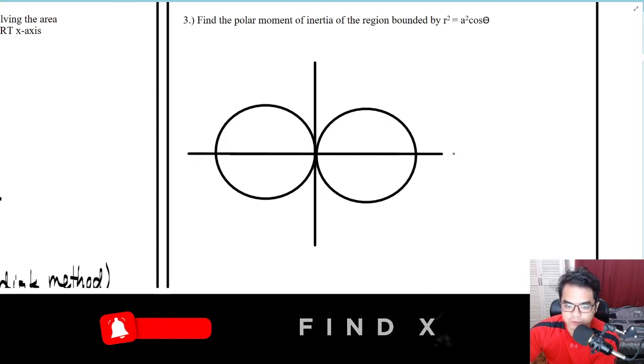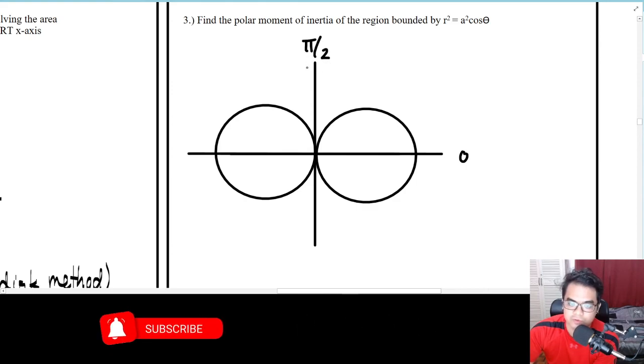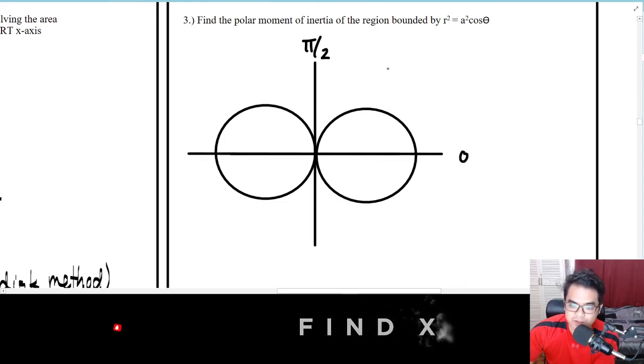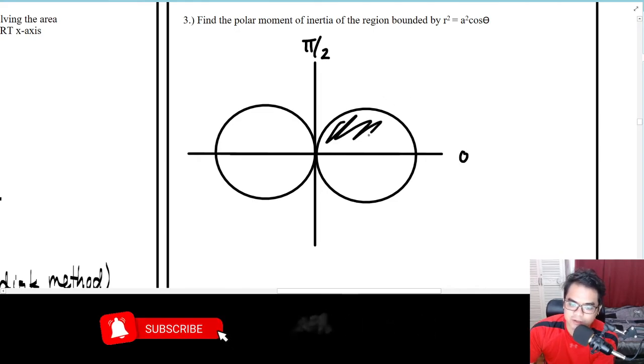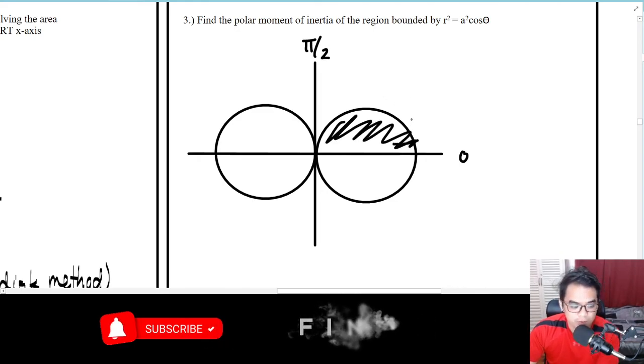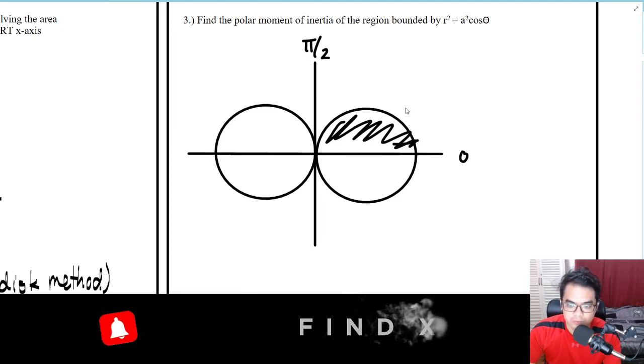Okay? So what we'll be doing here, since we are asked to find the polar moment of inertia of this one, as you can see, it is symmetrical in the four quadrants. So if I say that this is 0, and then this is your pi over 2, that's 90 degrees, so in radians that is pi over 2. What I will do is just get the inertia at the first quadrant, and then just multiply it by 4, to make things easy.